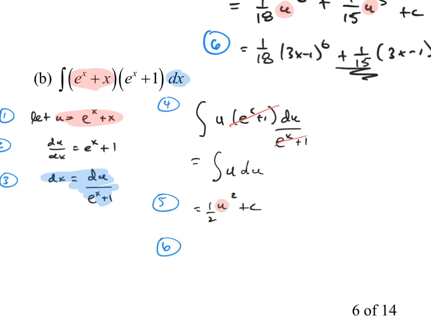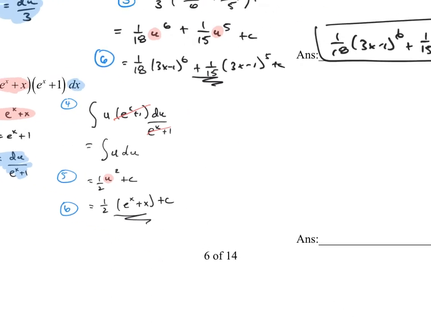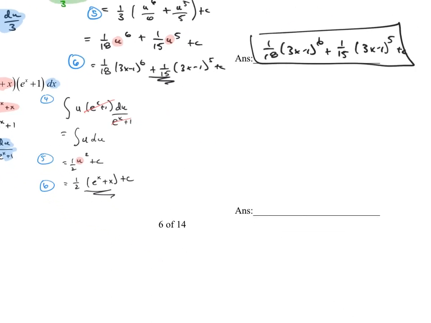Remember what u was: e to the x plus x. So this is the same thing as 1/2 times e to the x plus x, plus c. And that should be my final answer. Again, how would I know that's my final answer? I could double check by taking the derivative. In this case, it's pretty simple to take the derivative of this, and you would see that you would get the right answer right away.